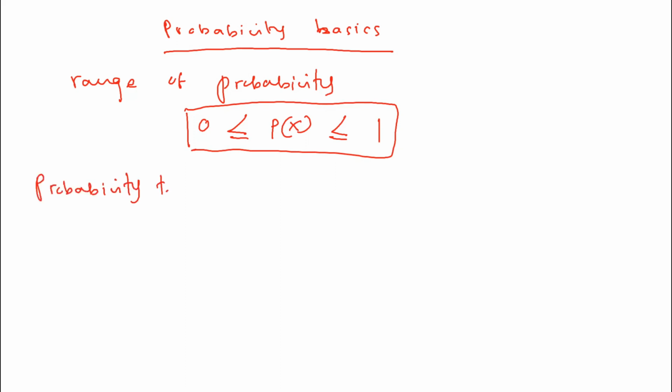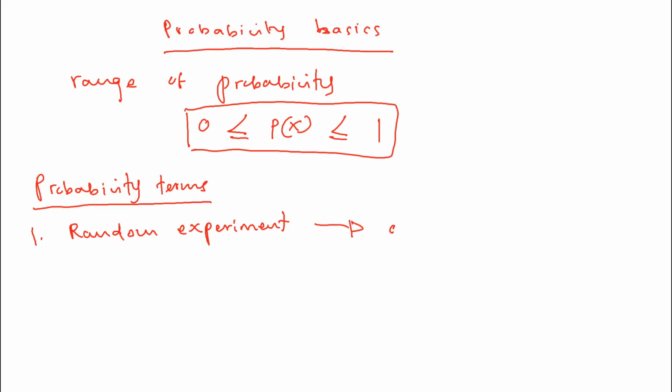So when it comes to basics of probability, it's important that you know these probability terms. The first term is random experiment. You need to know what a random experiment means. A random experiment means an activity in which the outcome is not perfectly predictable until its completion.